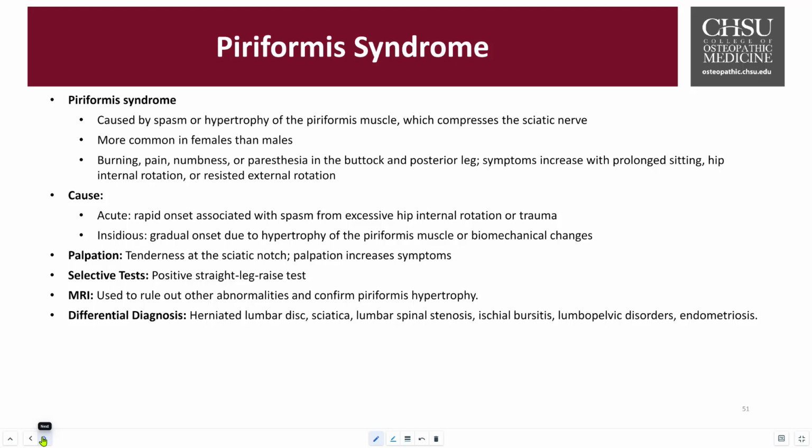Palpation, oftentimes of the sciatic notch, can increase symptoms, and the best way to test for this is a positive straight leg raise. So you have patients raise their leg up, and if they feel a pain, that means it's very likely there could be piriformis syndrome. The way to treat this oftentimes will be stretching, isometric strengthening, as well as sometimes Botox injections. In worst case scenarios, surgery.